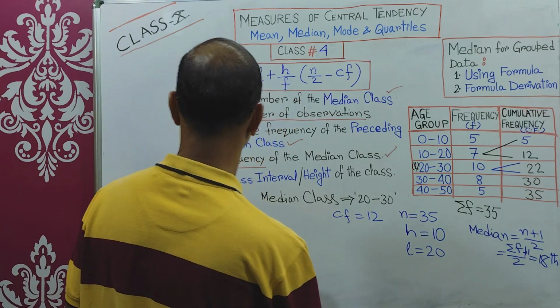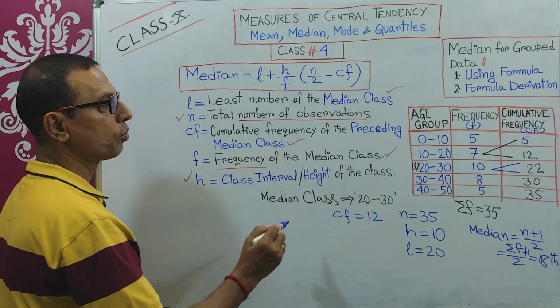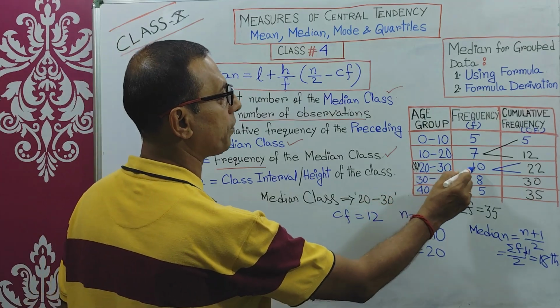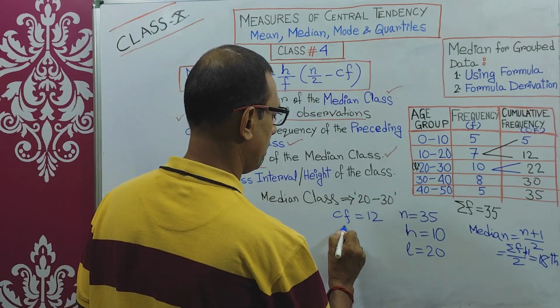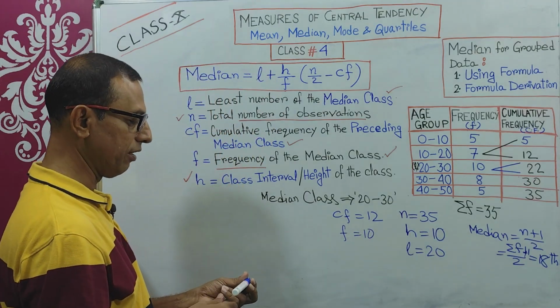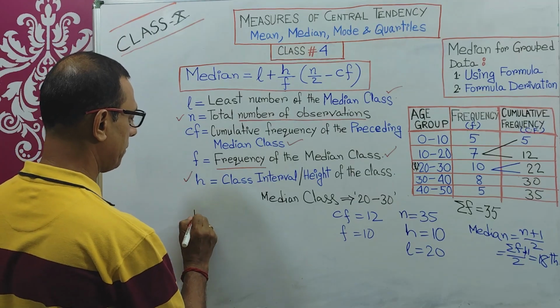Now F is the frequency of the median class. What is the median class? The median class, as you have already seen, is 20 to 30. For that the frequency is 10. So F equals 10. Now you just replace these values in your formula, right? So what will be the median?